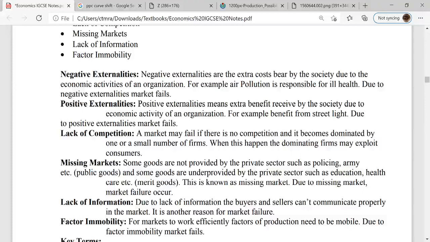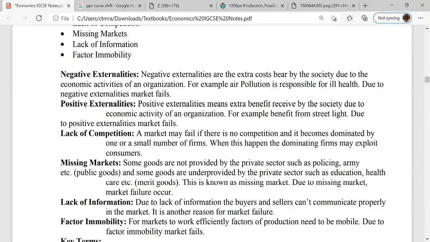Next we have lack of competition. Lack of competition means when there is no competition, or monopoly. In a monopoly there is only one seller, right? So they charge a higher price. Even in oligopoly, when there are only a few sellers, because of the lack of competition, often consumers end up paying higher prices. So this is again a market failure.